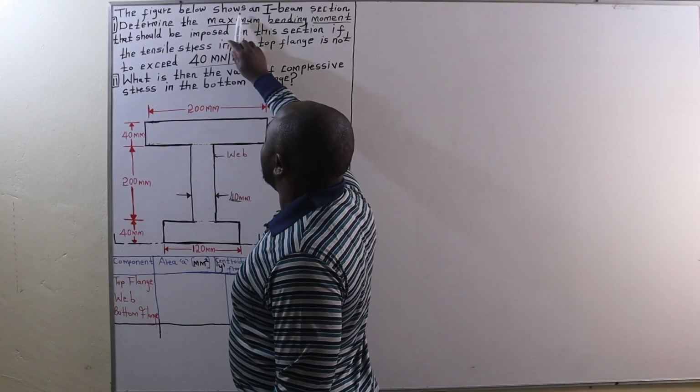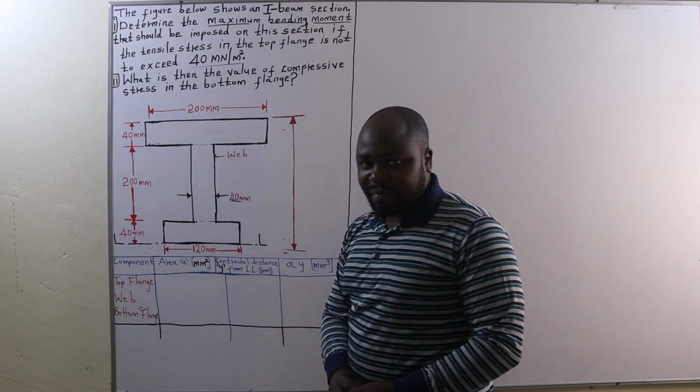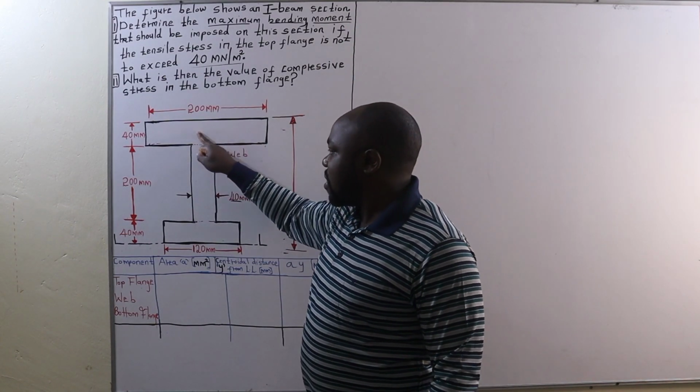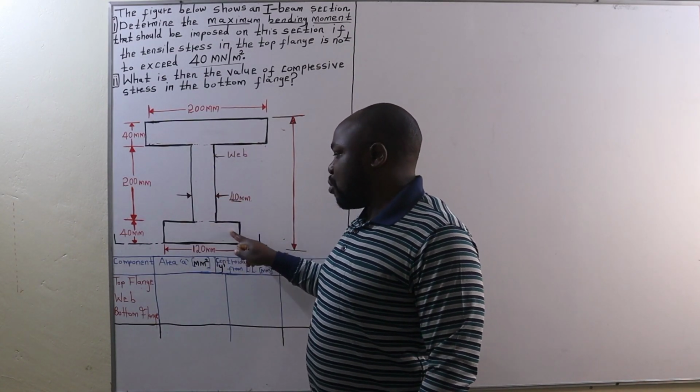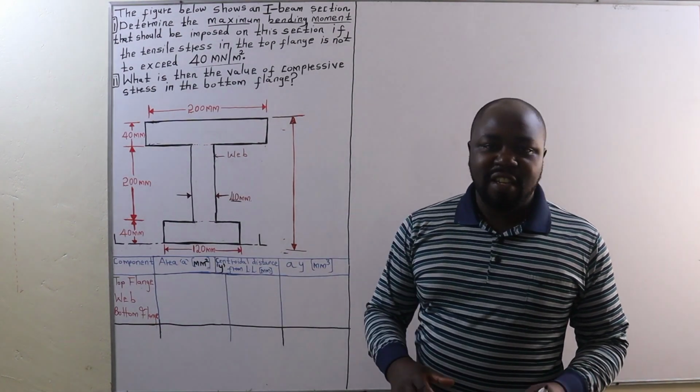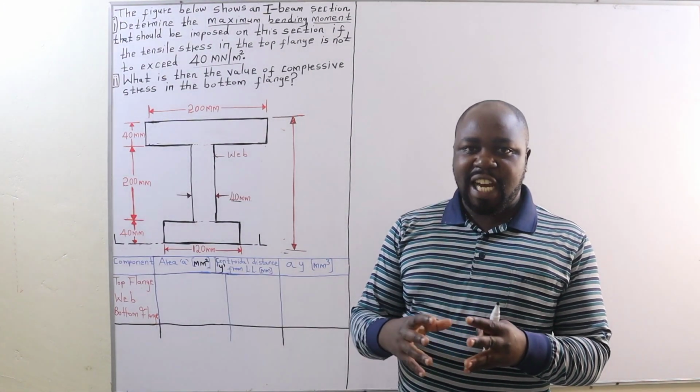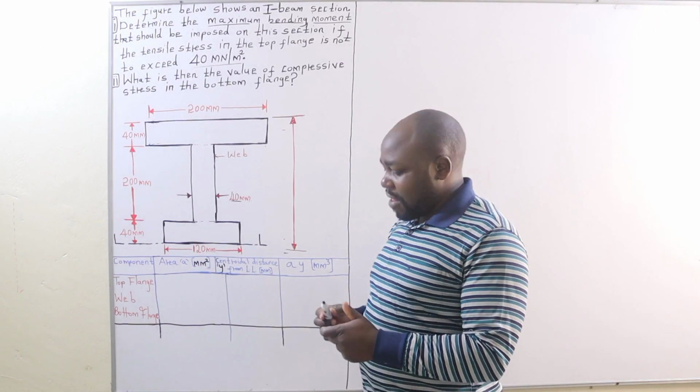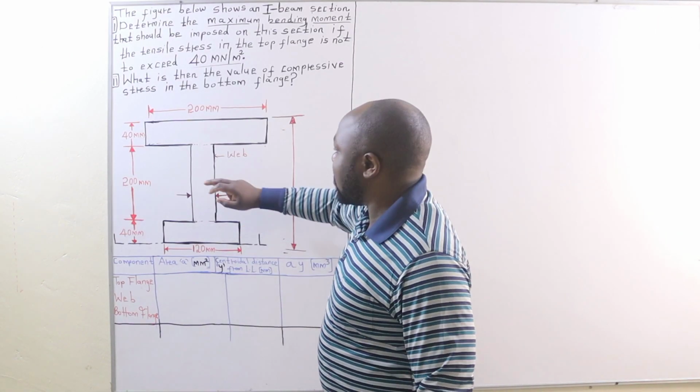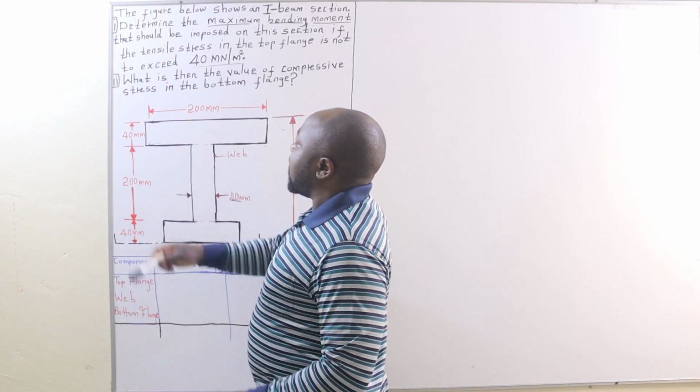The figure below shows an I-beam section. An I-beam section is a beam whose cross section is in the shape of the letter I. Now, the questions about this beam are as follows.